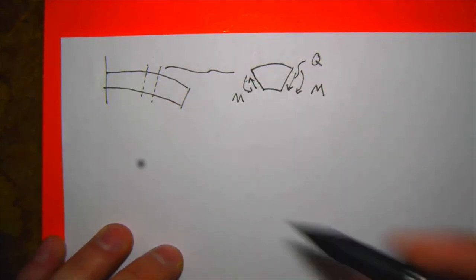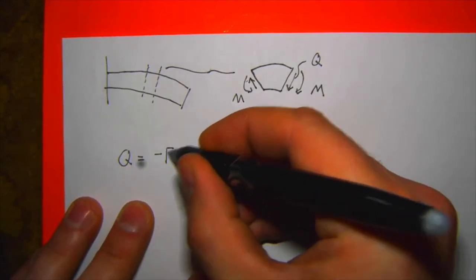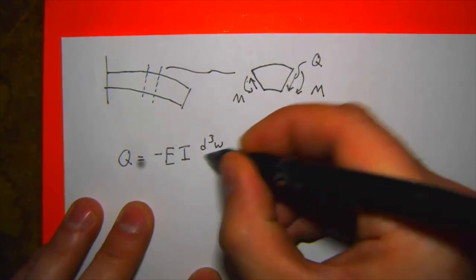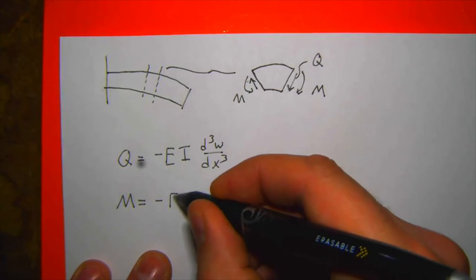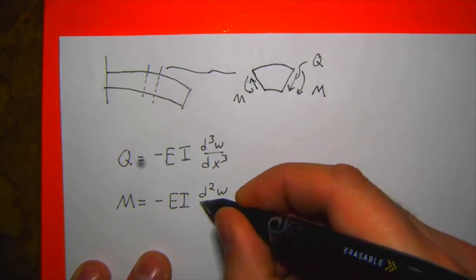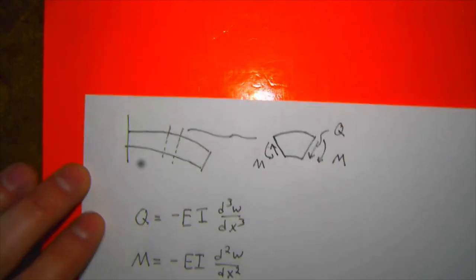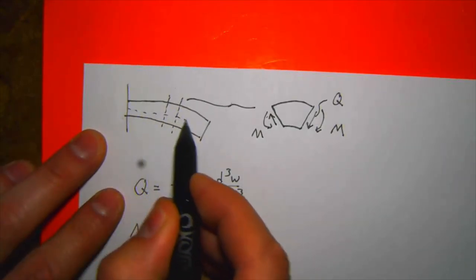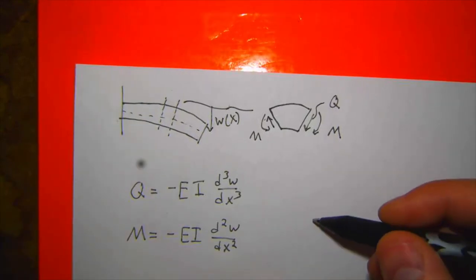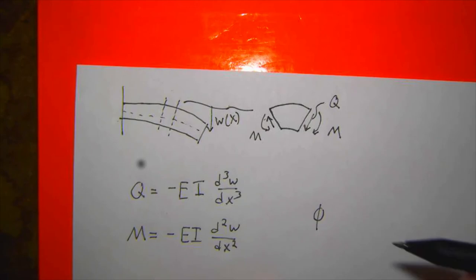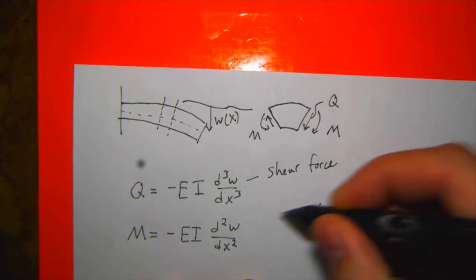So my shear is the third derivative of my deflection, negative EI d cubed W dx cubed. My moment is the second derivative in there, EI d squared W dx squared, because what I'm actually measuring is a deflection. So what I'm looking for is my deflection W of X. This is shear force. This is a moment, bending moment.